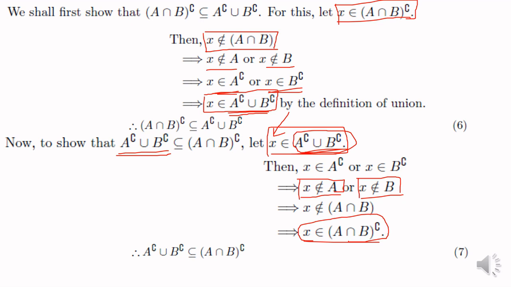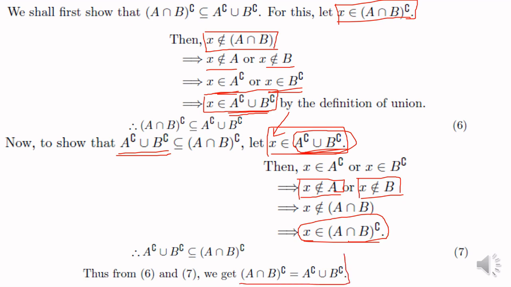So from 6 and 7. From 6, A intersection B whole complement is a subset of A complement union B complement, and 7 is A complement union B complement is a subset of A intersection B the whole complement. So from these two equations we can say that A intersection B the whole complement is equal to A complement union B complement.